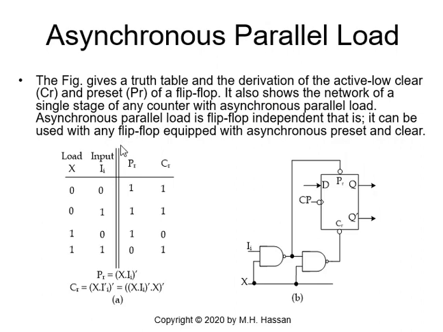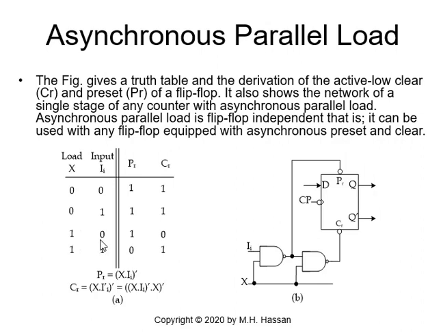Now, if the load is 0, we need this to operate as a normal counter. So when X is 0, whether the input is 0 or 1, the preset and the clear will be 1, 1, and 1, 1. It means they will be inactive. Well, if the load is 1, now I am loading the data.